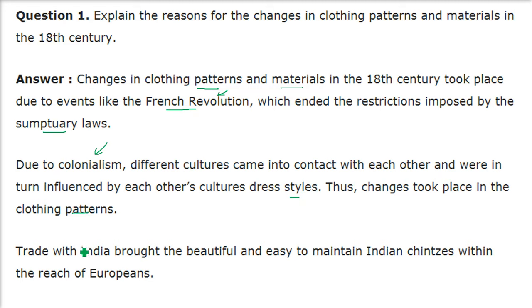And also the trade with India brought the beautiful and easy to maintain Indian chintz within the reach of Europeans, and then came the artificial fibers. They were easy to maintain and easy to clean.